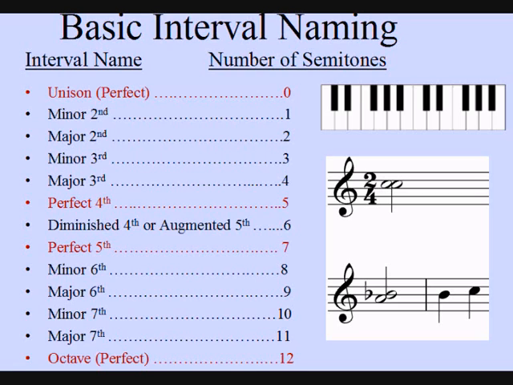Now that we have all the tools that we need to name the intervals, we're going to do some examples. Here we have the easiest one, which is you can see the two notes in the same place. They're both C. This is a unison. Let's look at something more challenging, like for example this one.